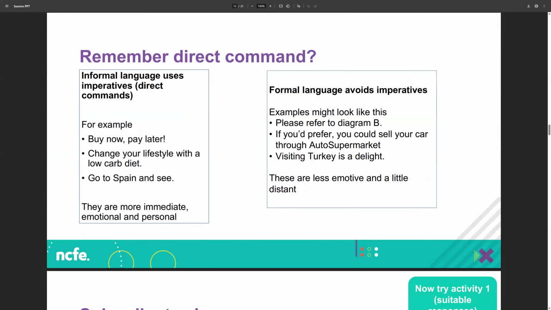Formal language avoids imperatives. For examples, please refer to diagram B. "If you'd prefer, you could sell your car through Auto Supermarket." "Visiting Turkey is a delight." Now, a bit different, right? If you compare them to their alternatives on the informal imperative side, "Visiting Turkey is a delight" versus "Go to Spain and see", very different. Getting told to go to Spain, whereas being told that Turkey is delightful is quite different. These are less emotive and a little distant.